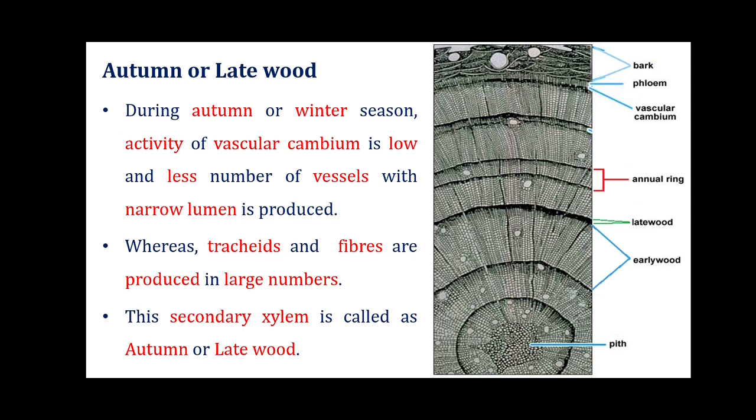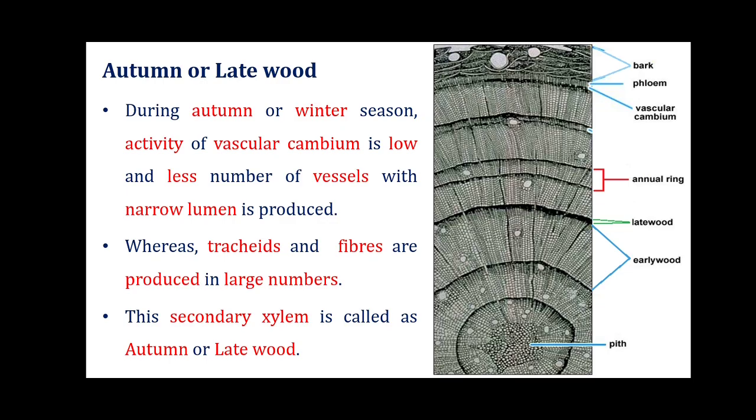Another type is the autumn or late wood. Now during the autumn or winter season, when the requirement of water is low as the temperature and external environment is somewhat favorable, the activity of vascular cambium is low and a smaller number of vessels with narrow lumen are produced, whereas tracheids and fibers are produced in large number, but vessels are fewer and show a narrow lumen. So such a secondary xylem is called autumn or late wood.